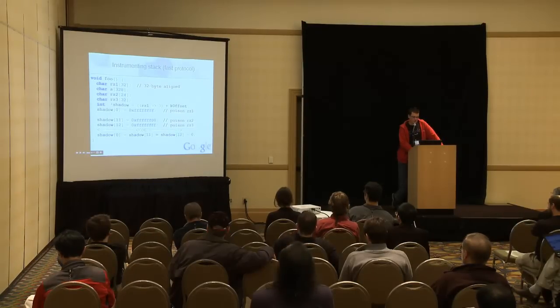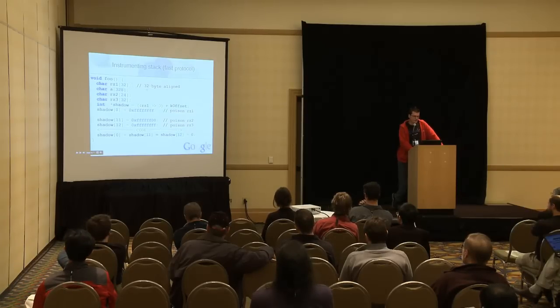So we insert a red zone before the stack object. The red zone has to be 32-byte aligned. Then we insert the red zone at the end of the object, and the end of the red zone also has to be 32-byte aligned. We compute the shadow address of the first red zone, and then we poison the red zones. And when the function exits, we only have to unpoison the red zones. So as you can see, we have only 6 store instructions per this function.